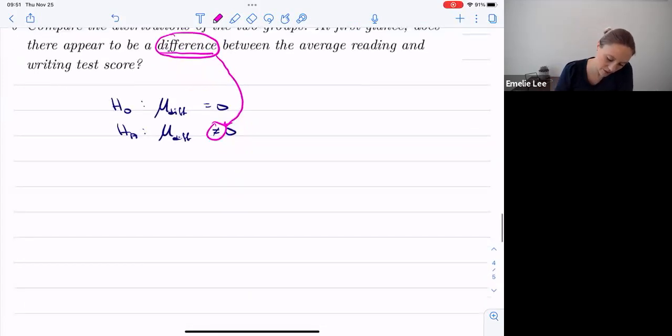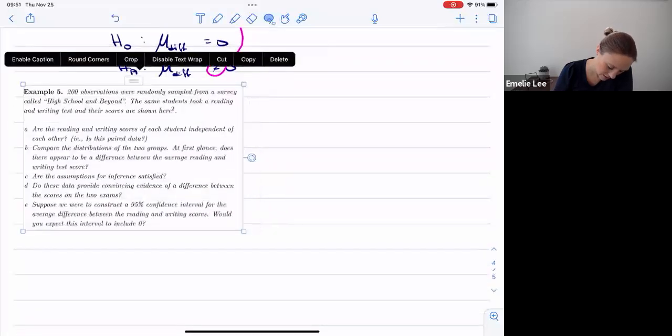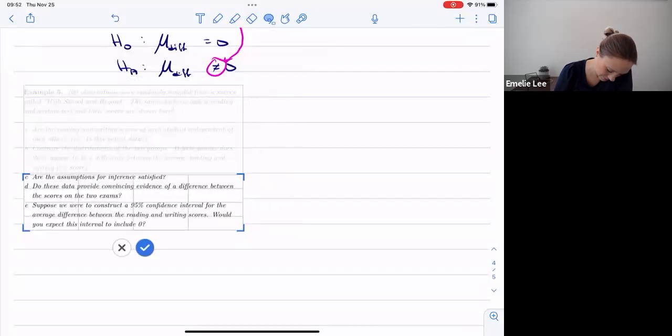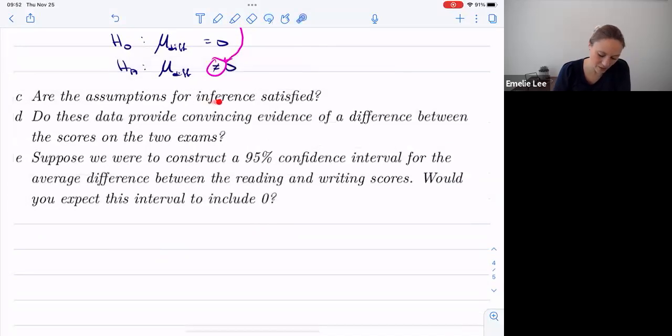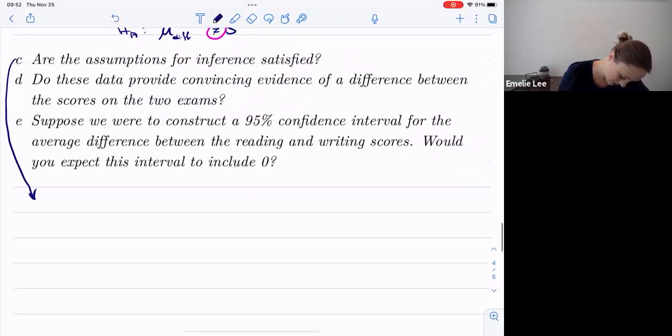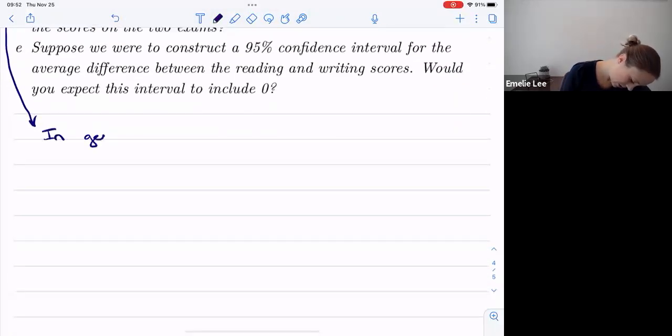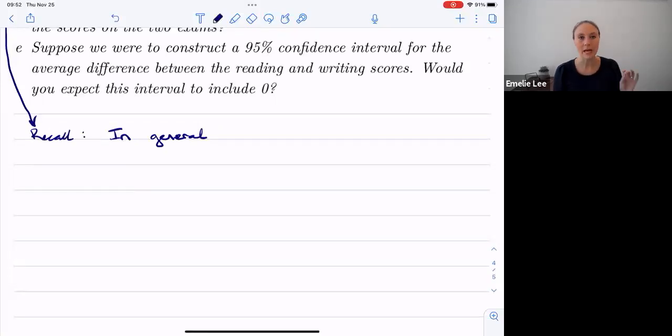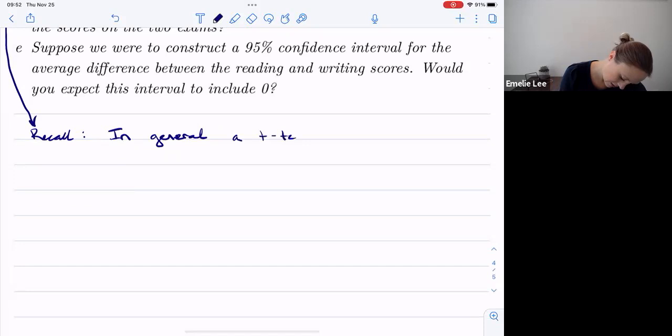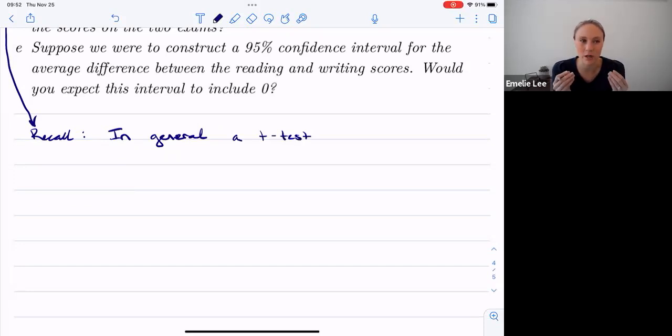And then I feel like you should be able to take it from here, right? So let's read the remainder of the questions. Are the assumptions for inference satisfied? So for a t-test, in general, we said there are 2 assumptions. Recall, just to emphasize that we have talked about this before, in general, a t-test requires 2 conditions. And as soon as we calculate a t, we're running a t-test.